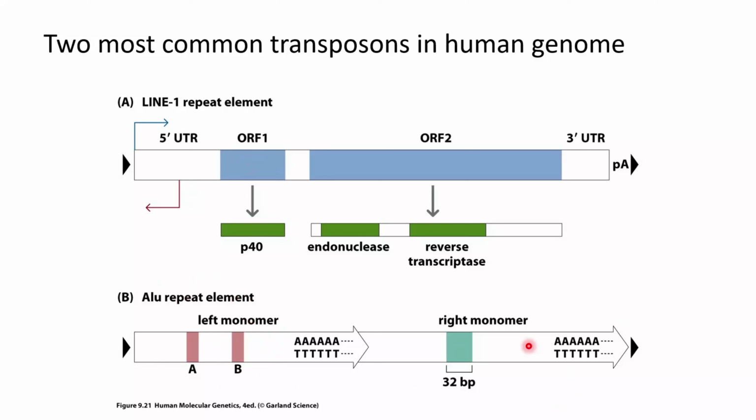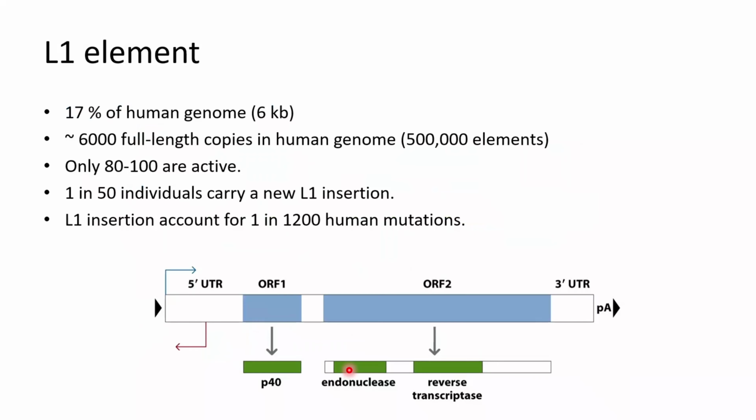The ALU repeat element produces these two monomers. Actually, I will explain this in a second. I don't want to mix you up, but just know that the structure of these ALU has two sequences that code for a left monomer and a right monomer, which are about 30 base pairs. The ALU element is about 300. Actually, I'm going to talk about it now. I'm trying to go faster than the slides. Okay, L1 element.